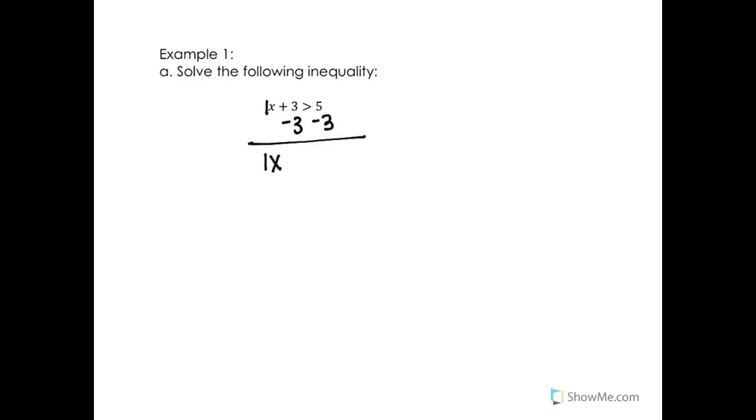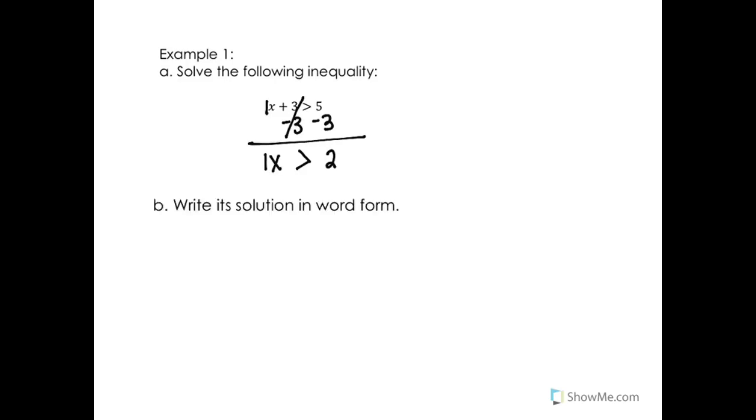This 1x is going to stay the same. This is going to cancel out. And 5 minus 3 is going to give me 2. And I bring down my inequality sign the same way that I would if I was bringing down an equal sign as well. Since the variable is by itself, I know that I've solved this inequality.